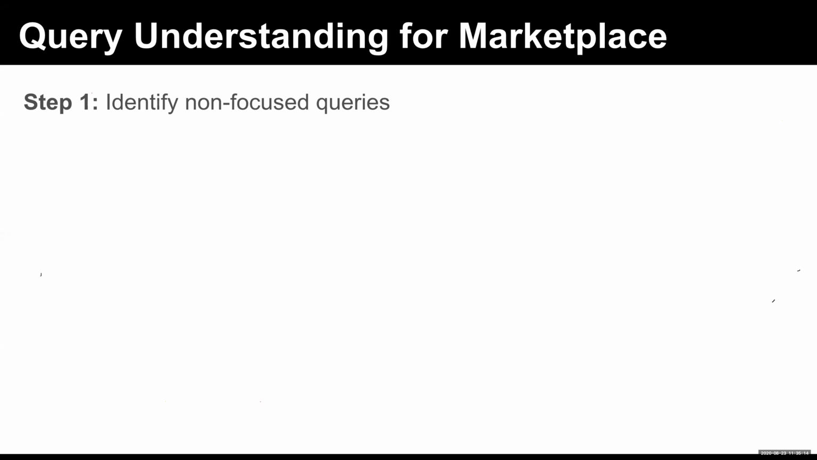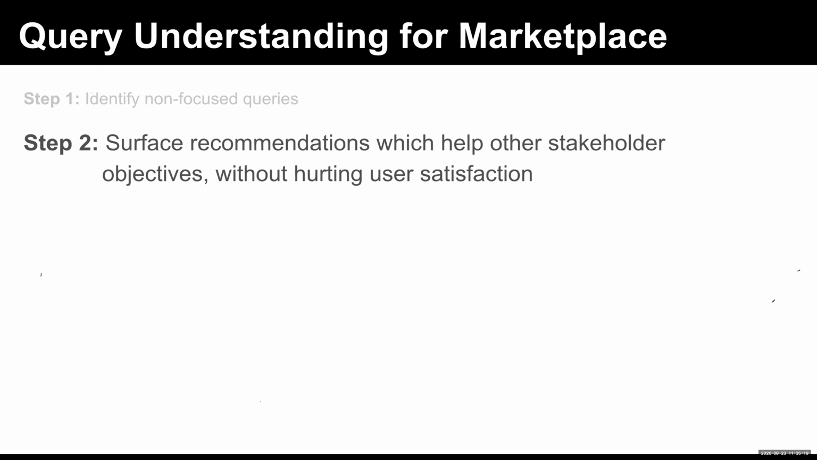First of all, identify non-focused queries. Like these are queries for which we can do something. Surface recommendations, which help other stakeholder objectives, keeping in mind that we should not be hurting user satisfaction. Now, this is an English sentence, but this is a paper, a project in itself.